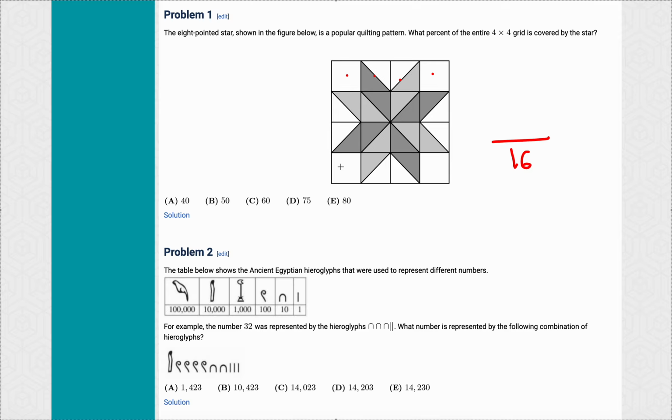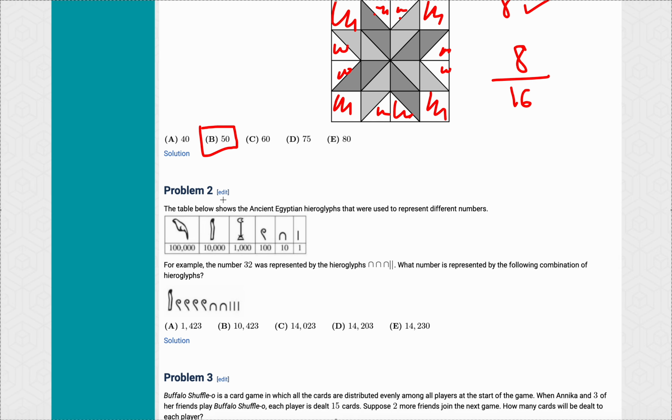There's a total of 16 different squares, and let's see how many squares are not covered. So this square is 1 that's not covered, 2 not covered, 3 not covered, 4 not covered. These are each half squares, so 4.5, 5, 5.5, 6, 6.5, 7, 7.5, 8. So there's exactly 8 squares that are not covered, so there's exactly 8 squares that are covered. And so 8 squares out of 16 is 50%.